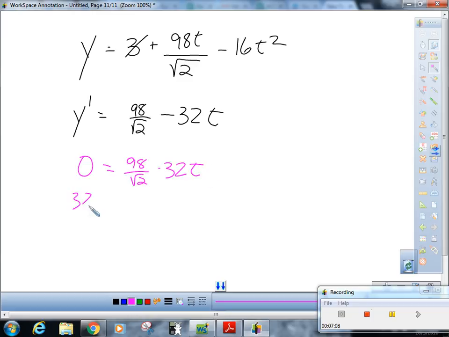So you get 32t is 98 over radical 2. So t is 98 divided by radical 2 divided by 32, which is t equals 2.165 seconds.